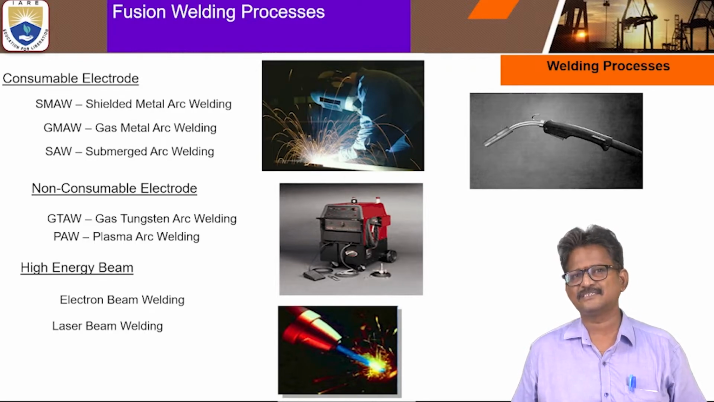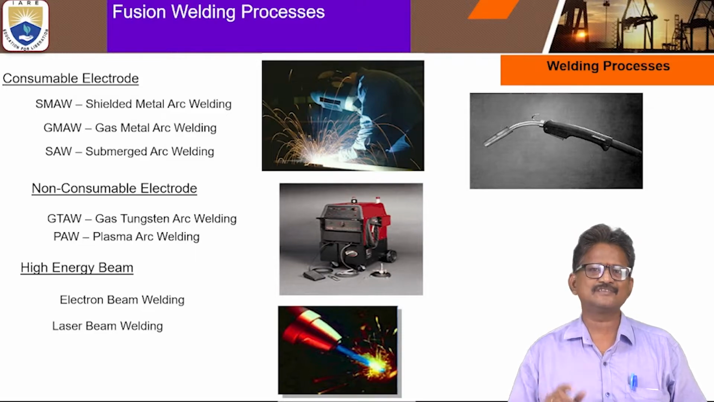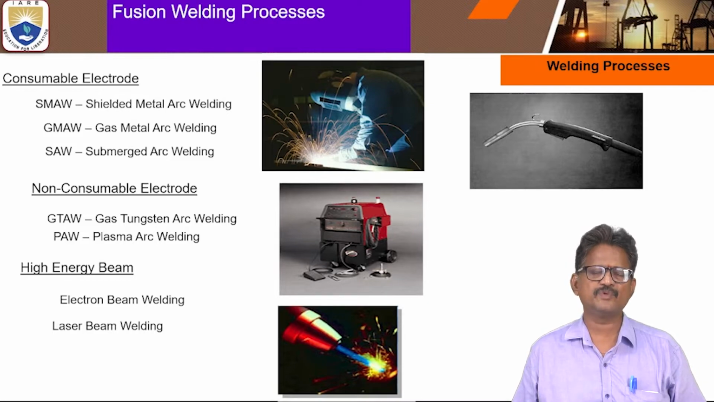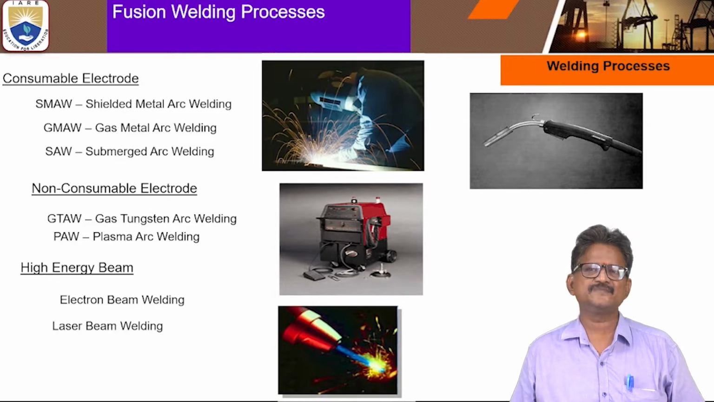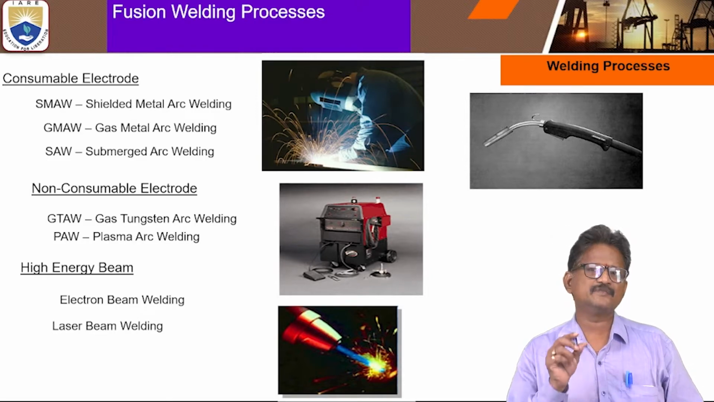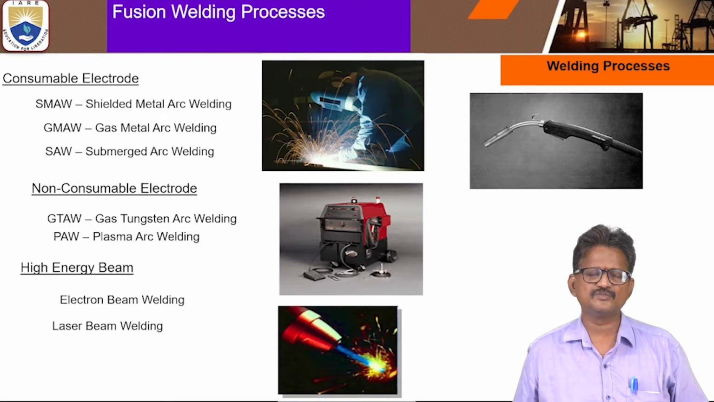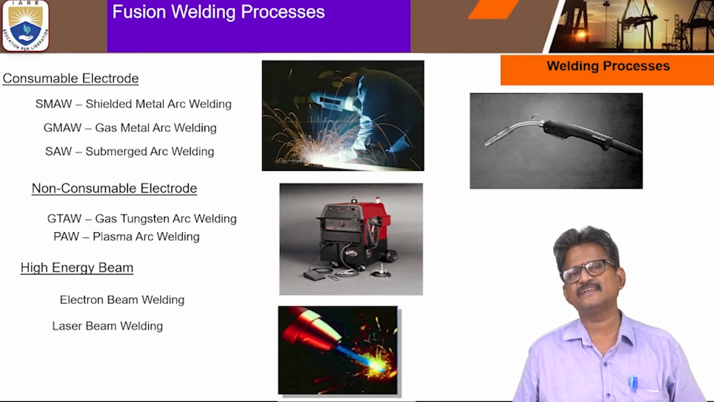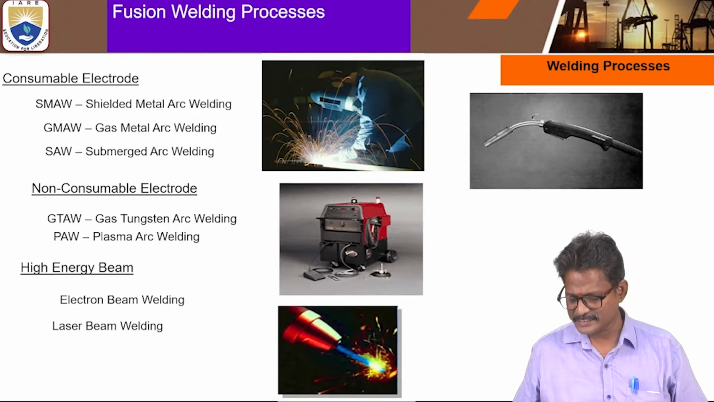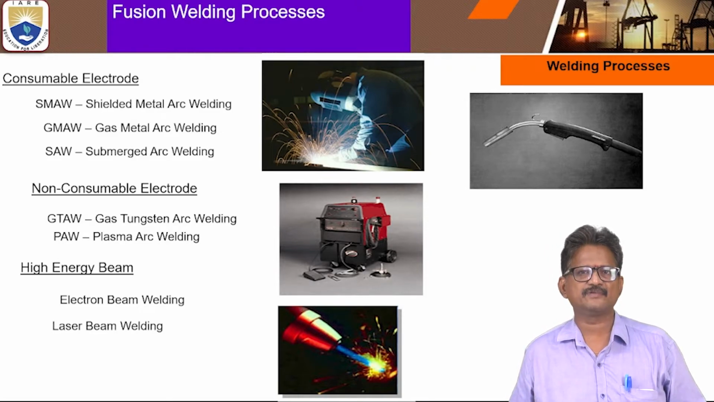So in this session I am going to focus on the fusion welding process. This is one of the most important welding processes, widely used in the industrial sector. The major difference between fusion welding and pressure welding is that only in fusion welding is an electrode used, whereas in pressure welding no filler metal is used, only pressure, and there are some classifications in the pressure welding process.